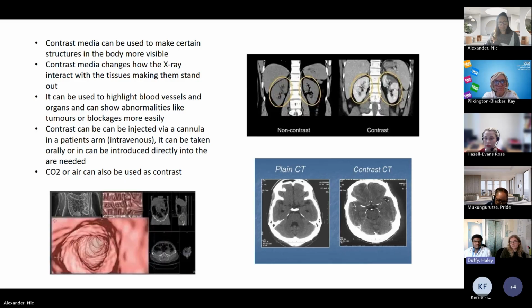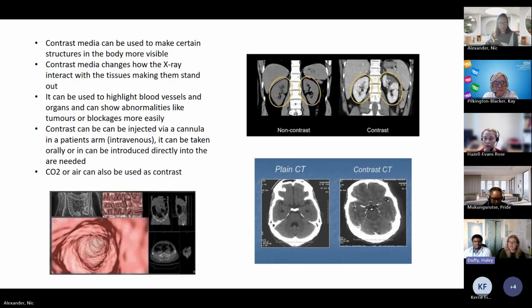So we can also use contrast media to further enhance the structures within the body to make them more visible. Contrast media changes how the X-rays interact with the tissues and makes them stand out more. It can be used to highlight blood vessels and organs and to show abnormalities like tumours and blockages. It can be injected by a cannula in the patient's arm, which the radiographer may insert. It can be taken orally, so they can just drink it, or it can be introduced directly into the area that it's needed. And CO2 or air can also be used as contrast.